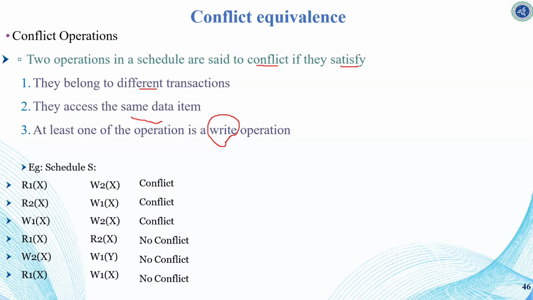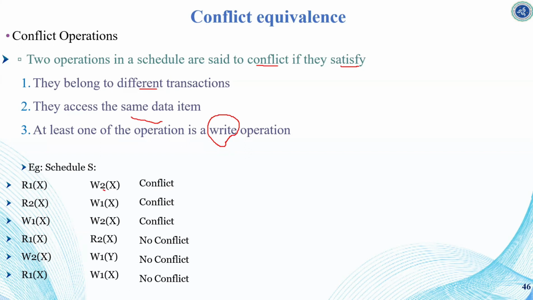If it satisfies these three conditions, then we can say it has a conflict. We can see an example schedule S. Here, the number indexing of the operation, read and write, represents the transaction number. So this is a read in transaction one and this is a write in transaction two. Is this a conflict or not? According to our rule, these two operations should belong to different transactions. This is T1 and this is T2, so the first condition is satisfied.